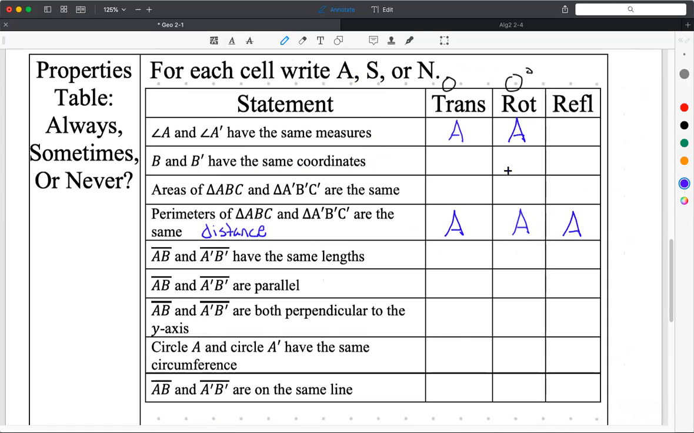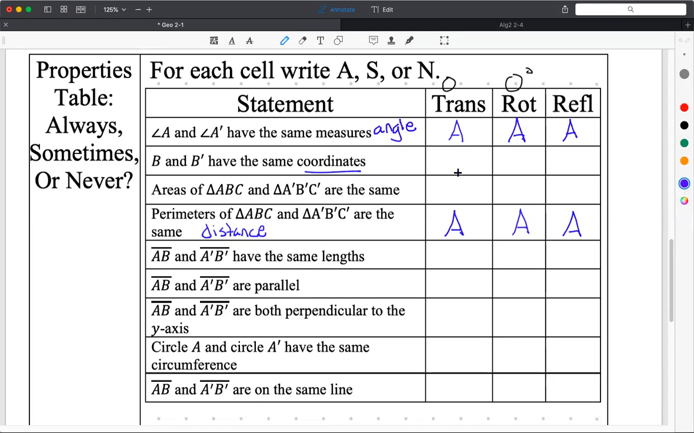So it seems like everything in here is going to be an always. So let's try to find something that's a sometimes. I'm going to write the word angles on here, which is one of the two properties that is always preserved, so all of these have to be an always. Ooh, coordinates. Coordinates is not an angle and it's not a length. It's just a point. So I'm going to guess here that maybe we're going to get a sometimes. Let's go ahead and look at this one.